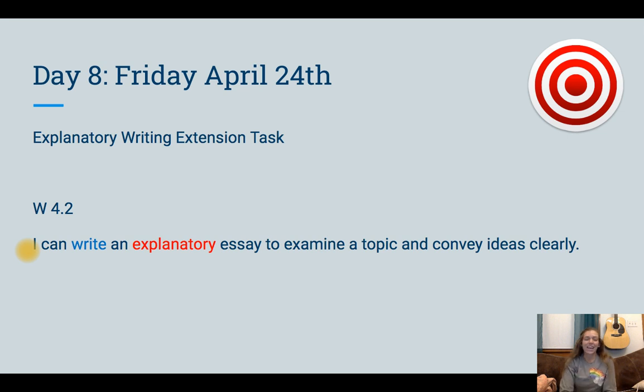Writing. You guys have 3 major writing standards in 4th grade. There are a couple of others behind it, but there are 3 major ones. We're going to talk about the differences. But today we're going to talk about the 2nd writing standard of 4th grade. So our objective is I can write an explanatory essay to examine a topic and convey ideas clearly.